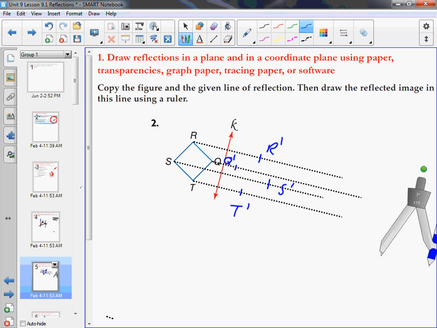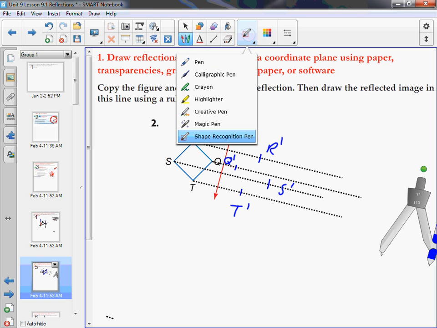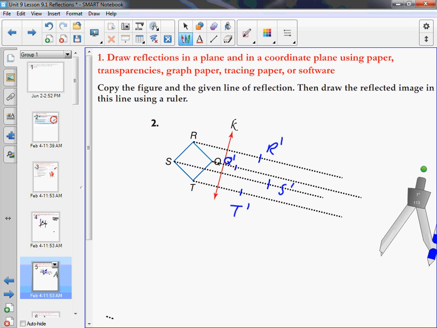You got a question? My guess is, without looking, if yours turned out really weird, your dotted lines may not be perpendicular to your line of reflection. Is that what it was? I'll come look at it in just a second. That's usually what happens if it looks really weird, is your dotted lines aren't perpendicular to your line of reflection.